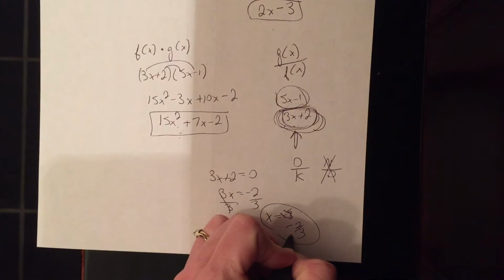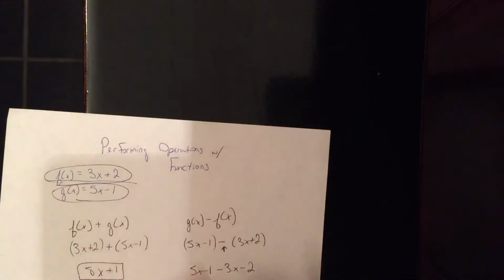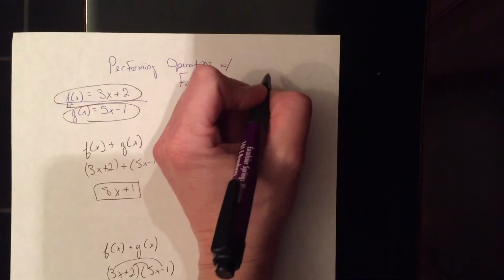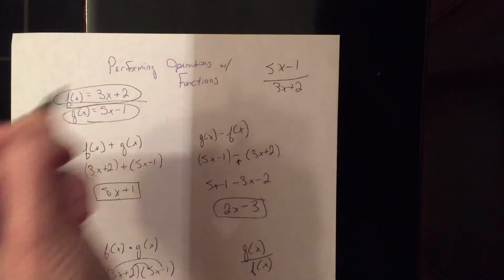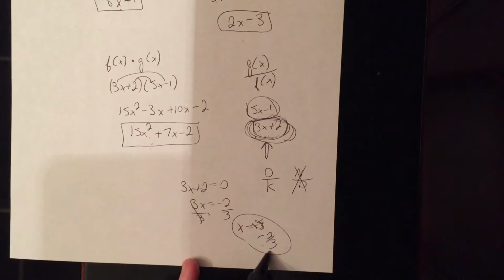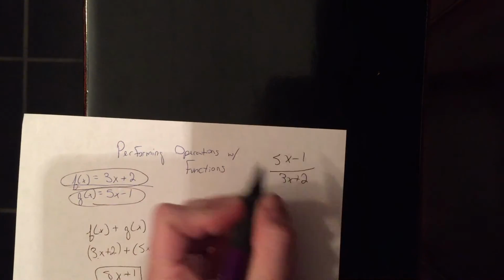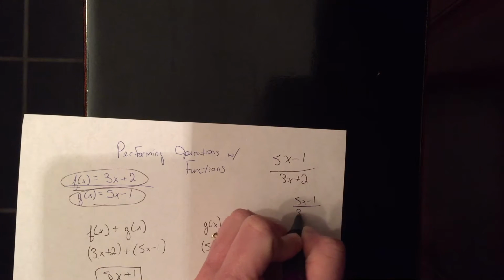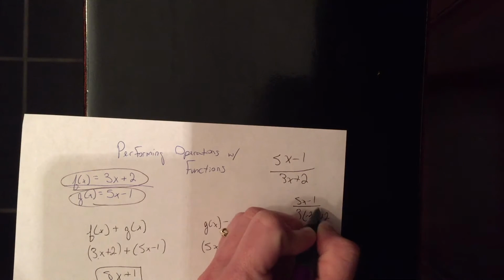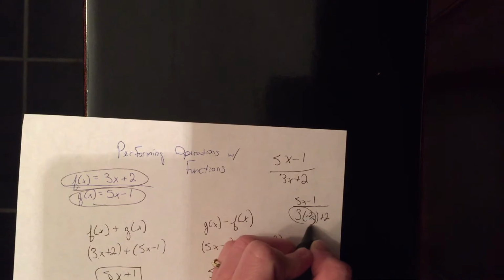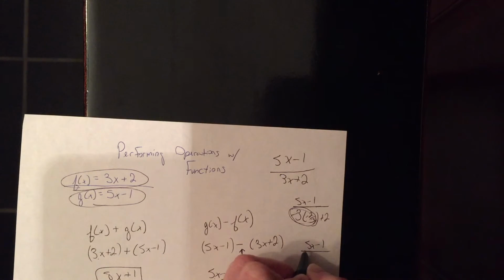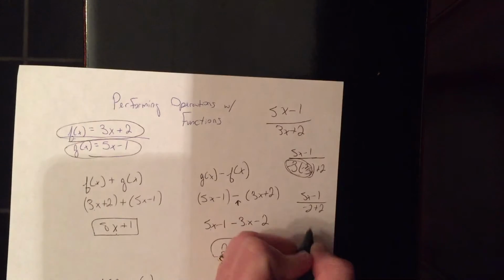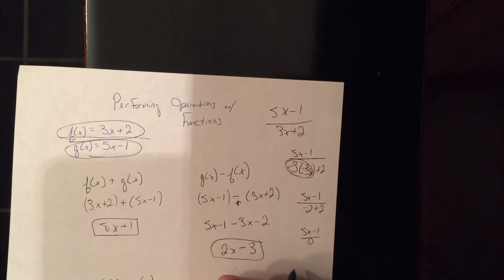Now, if a test asks you for the domain, any number would work except for x equals negative 2 thirds, because watch what would happen here. So again, I have 5x minus 1 over 3x plus 2. Now I'm going to plug in this negative 2 thirds. So I'm going to say 5x minus 1 over 3 times negative 2 thirds plus 2. If I multiply these together, the 3's cancel and I get negative 2. So I have 5x minus 1 over negative 2 plus 2, which is 5x minus 1 over 0. And now I've just made this undefined.